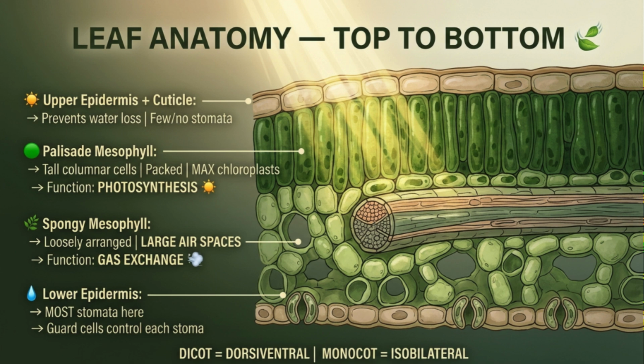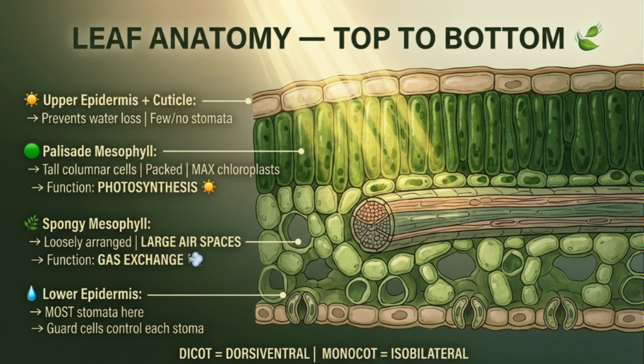Cross-section of a typical dicot leaf, think mango, neem, rose. And here's what you see, top to bottom. At the very top, the upper epidermis. It's a single layer of cells, and it's covered by a cuticle, a waxy layer secreted by the epidermis. The cuticle's job is to prevent water loss from the top surface. As a result, there are very few or no stomata on the upper surface of most dicot leaves.